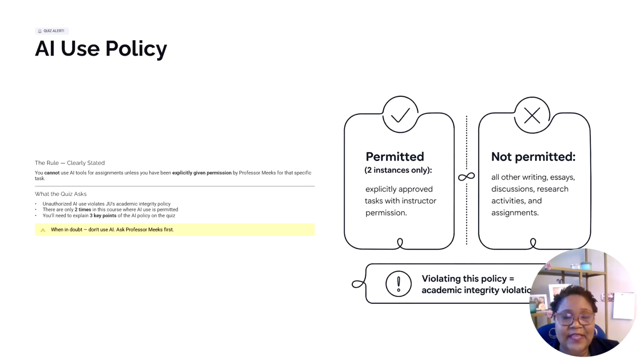Now let's talk about the AI, our artificial intelligence policy, because this is one of the questions on your quiz. And it may ask you to explain 3 key points from the AI use policy in your own words. Here's the policy. Listen up. You cannot use AI tools for assignments in this class unless you're explicitly given permission. Just by chance, I, Professor Meeks, will receive my doctorate in 4 months in artificial intelligence with the concentration of narrow AI in higher ed.